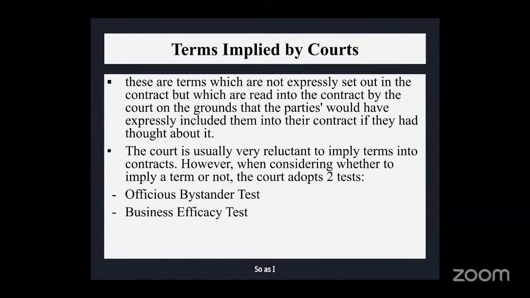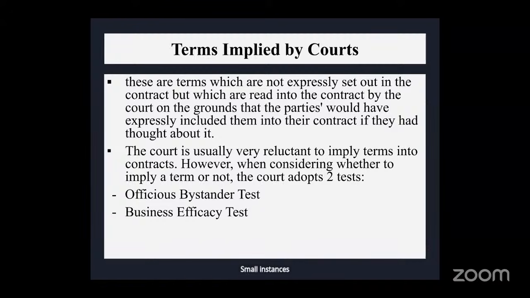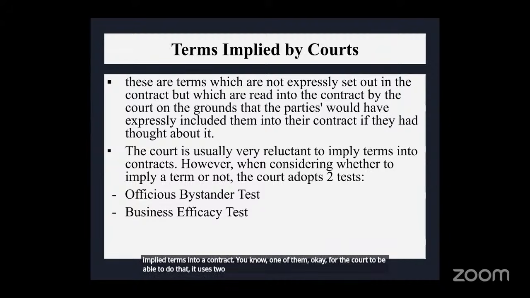So as I said, the courts are usually reluctant to get into people's business, to go and be implying and adding terms into agreements that do not really concern them. The business of the court is to enforce the contract, not to write the contract for the parties or even rewrite it. But there are very small instances where the courts have implied terms into a contract. For the court to be able to do that, it uses two types of tests: the officious bystander test and the business efficacy test.